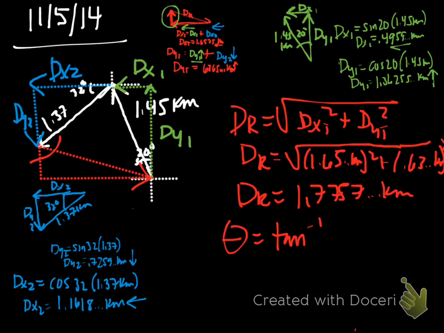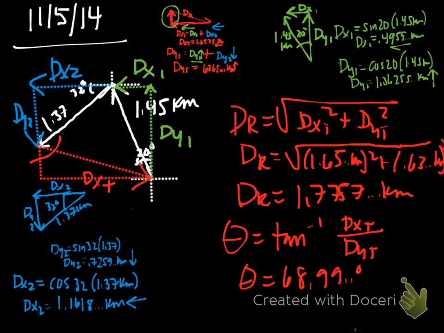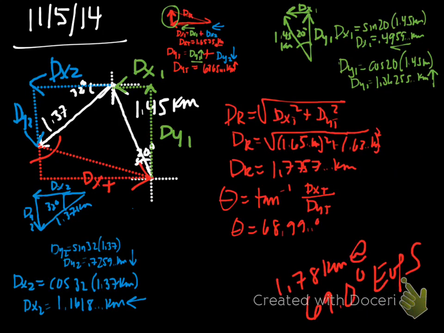So this is going to be an east of south angle, and it's the inverse tangent function, opposite over adjacent. Our dx total is our opposite, over dy total. So we get a theta of 68.99, etc. degrees. So this comes out to 1.78 kilometers at 69 east of south. So, final answer, 1.78 kilometers at 69.0 degrees east of south.